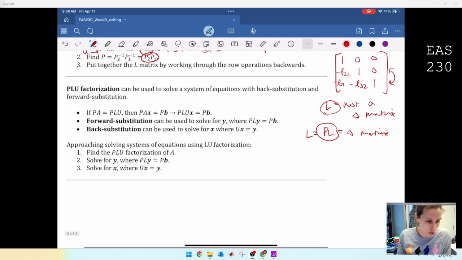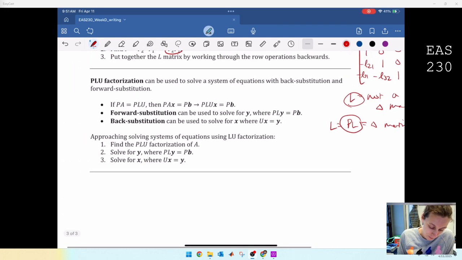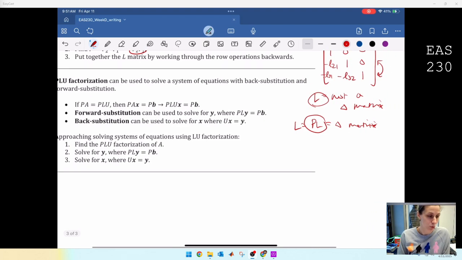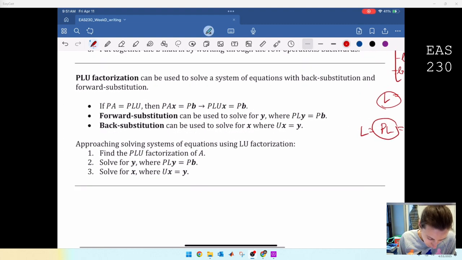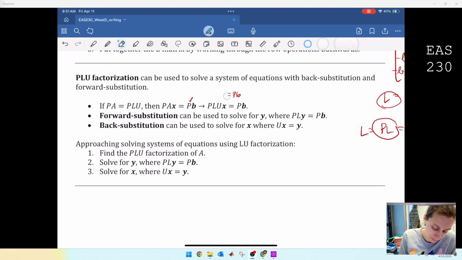Okay, so how do we use this to solve systems of equations? It's very similar to what we did with LU factorization. But now instead of A equals LU, I have PA equals PLU, because remember, if I swap the rows in LU, I have to swap the rows in A as well. Which means we get PAX equals B. There's a P here as well, because if I swap the rows in A, I have to swap the rows in B. But this gives us PLUX equals PB. Once again, a lot of people will write this as LUX equals PB, so just keep that in mind. I do tend to keep them separate.